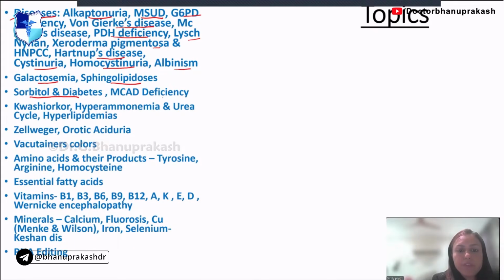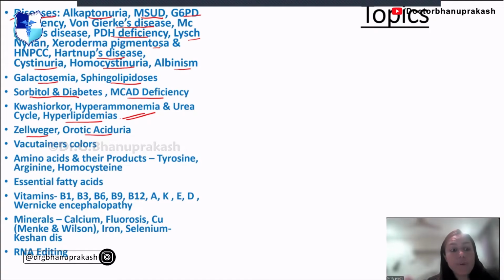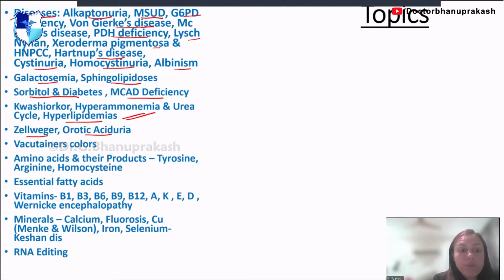Then MCAD deficiency, then kwashiorkor, hyperammonemia and urea cycle frequently asked, then hyperlipidemias type 1, 2, 3, then Zellweger syndrome frequently asked, orotic aciduria from pyrimidines, then vacutainer colors. Recently they have started asking the colors of vacutainers. So please do it, just one slide.